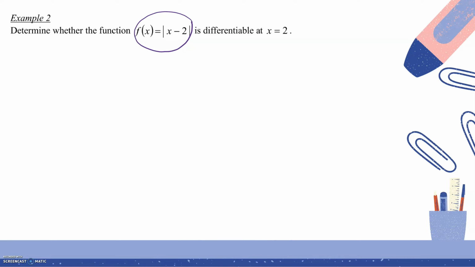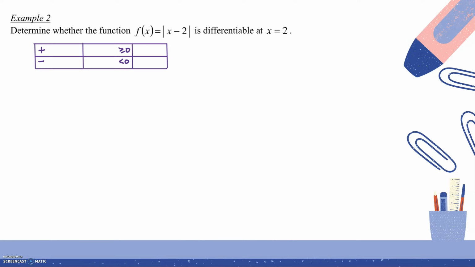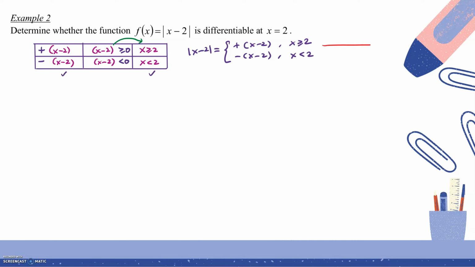We need to write the modulus in a piecewise function. To write modulus of x minus 2 as a piecewise function, we can use this method. We solve the second column and write the solution in the third column. So we have here x greater than or equal to 2 and x less than 2. Now the modulus of x minus 2 is equal to, we write the first and third column. We want to determine whether the function is differentiable at x equals 2. So we have 2 over here, and this is 2 from the left and 2 from the right.